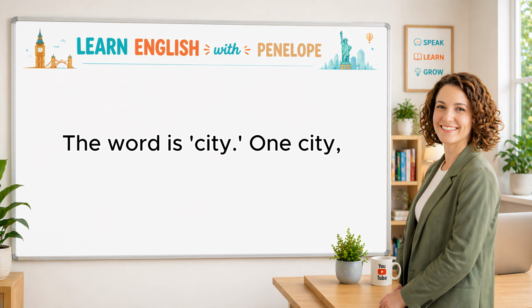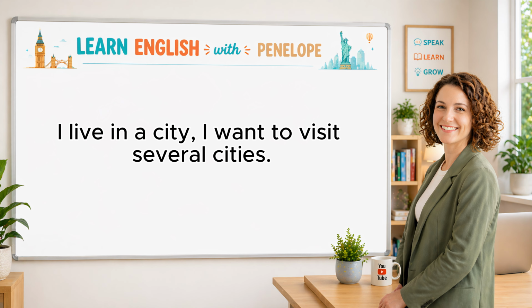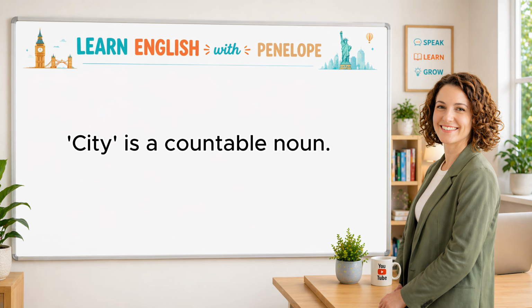Number 9. The word is city. 1 city, several cities. Here is a sentence. I live in a city. I want to visit several cities. City is a countable noun.